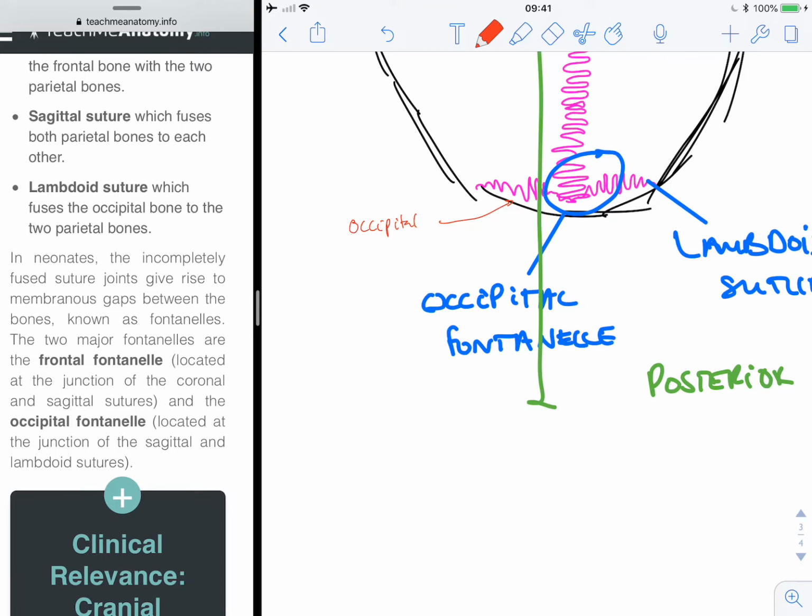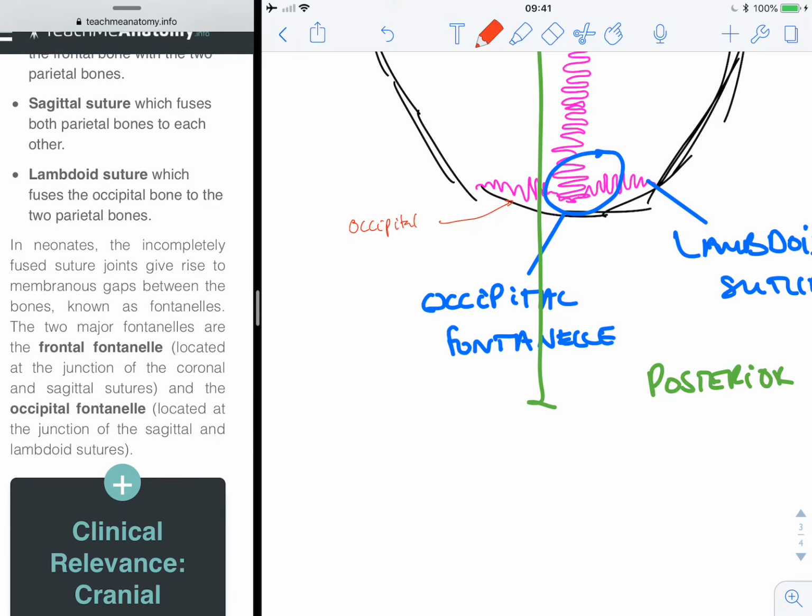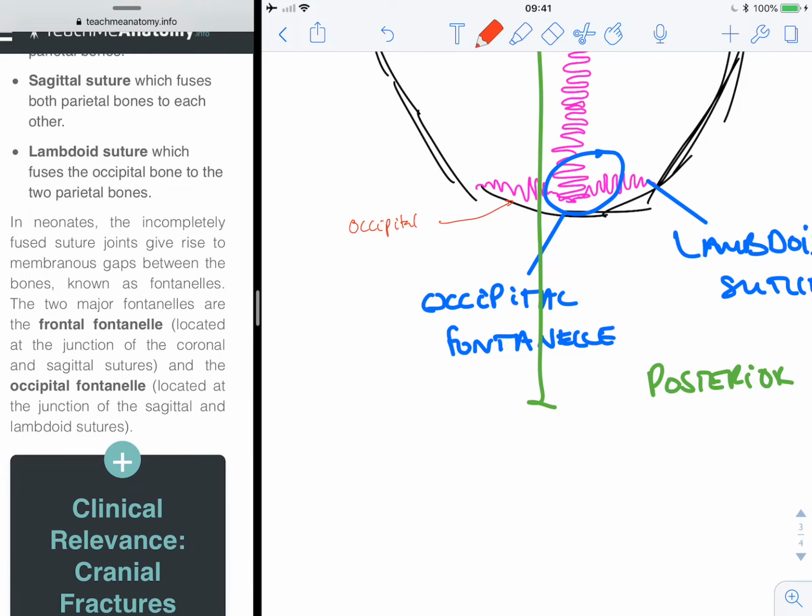In neonates, the incompletely fused suture joints give rise to the membranous gaps between the bones. This is what I was talking about. Oh, I see. That's what it means by fontanelle. The gaps between the bones are known as fontanelles. The two major fontanelles are the frontal fontanelle, located at the junction of the coronal and sagittal sutures, and the occipital fontanelle, located at the junction of the sagittal and lambdoid sutures.